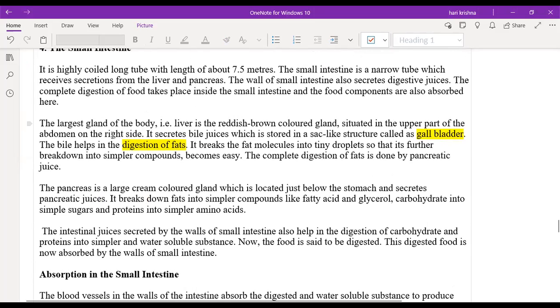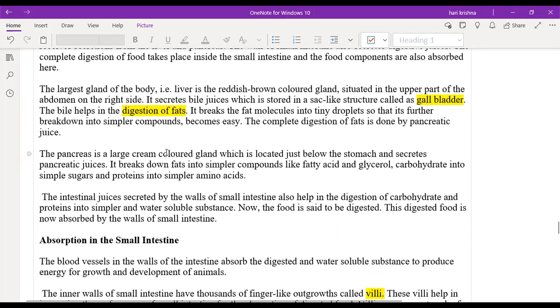Okay, so where is the pancreas? Our pancreas is a large cream-colored gland. So it will break down the fats into simple compounds like fatty acids and cholesterol, carbohydrates into simple sugars, and proteins into amino acids. That is the role of the pancreas. And it will secrete directly into the small intestine only, right? Yes, sir.